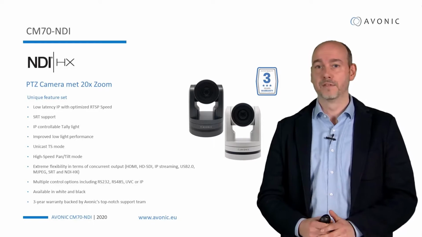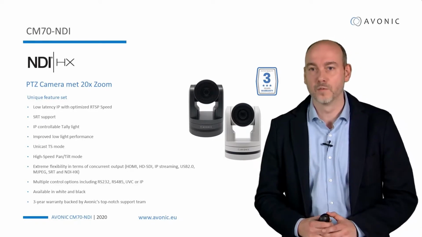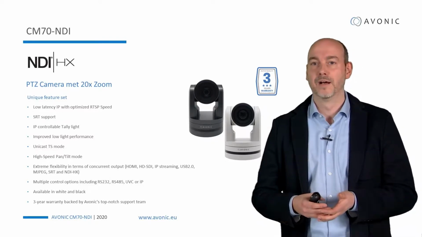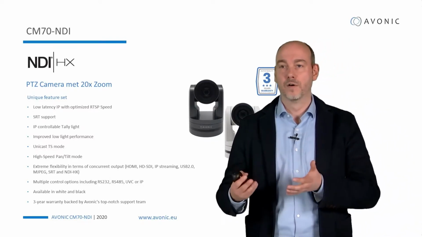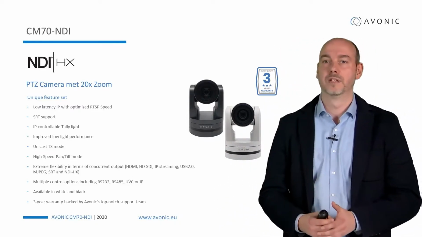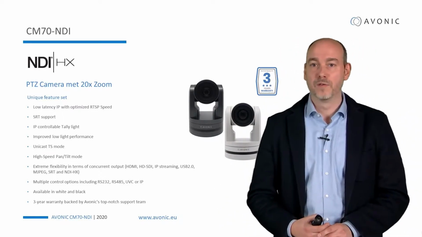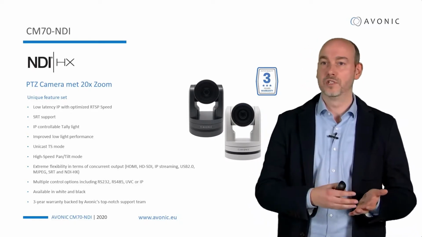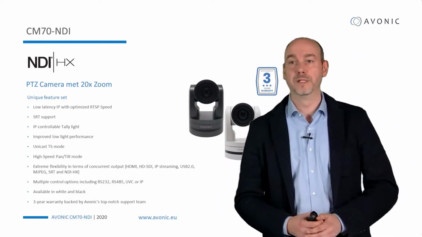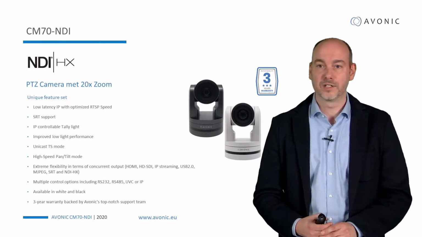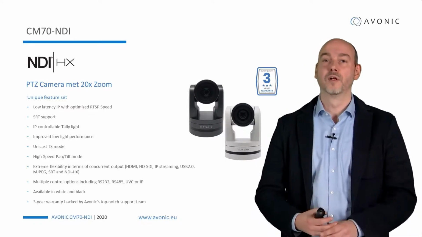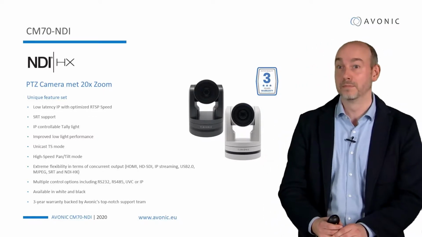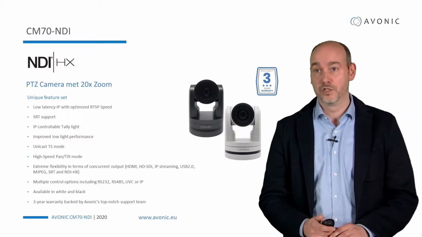All our cameras in the CM70 series have extreme flexibility in terms of concurrent outputs. So we have IP streaming, USB 2.0, HDMI, SDI, and now also NDI HX inside of the CM70 NDI. We have multiple control possibilities, so you can control over RS-232, 485, UVC or IP, and also control of the PTZ through NDI HX. Most of the models are available in white and black, and they come with 3 years of warranty, which is backed up by a top-notch support team, which is actually located here in our HQ in the Netherlands.